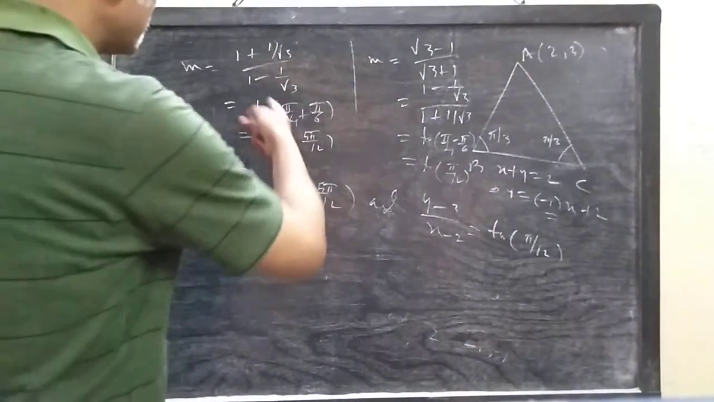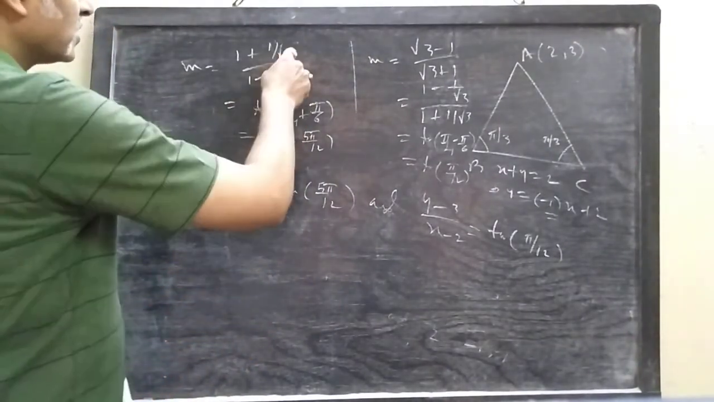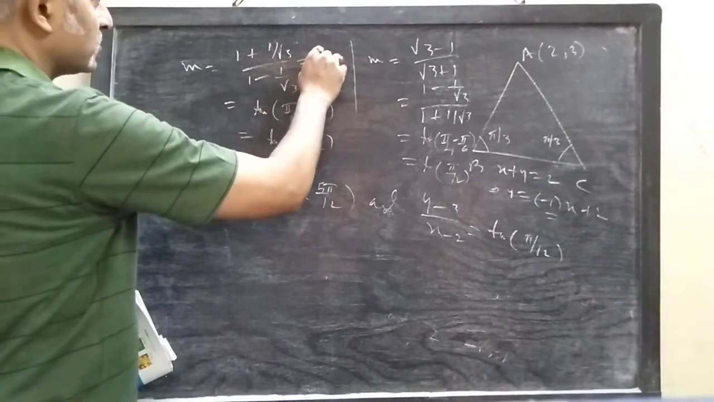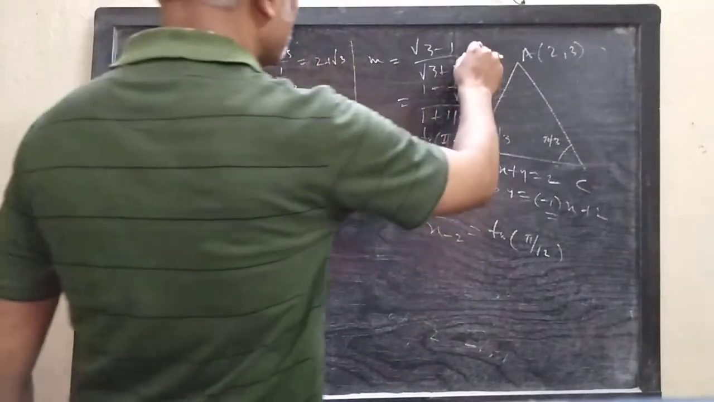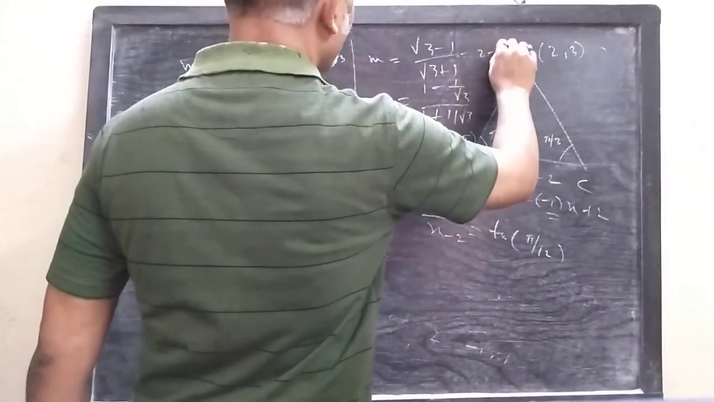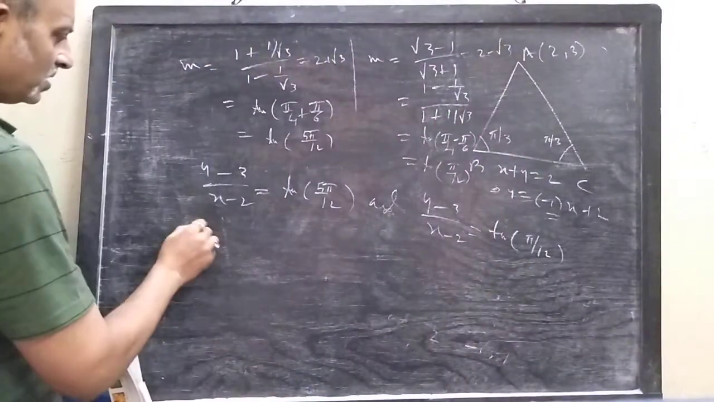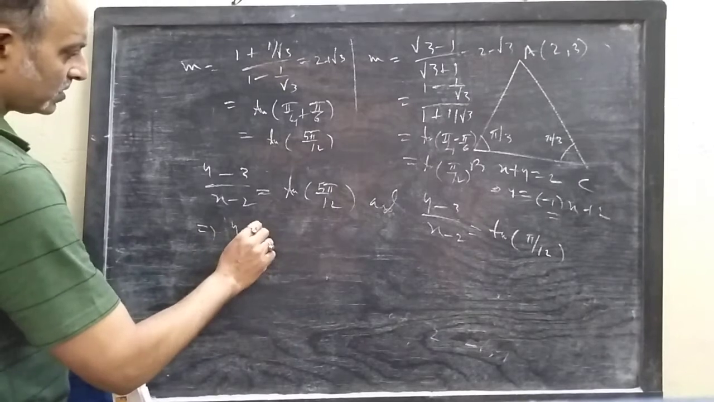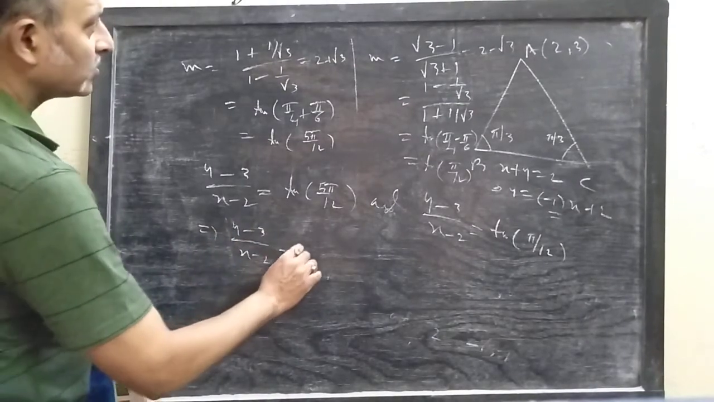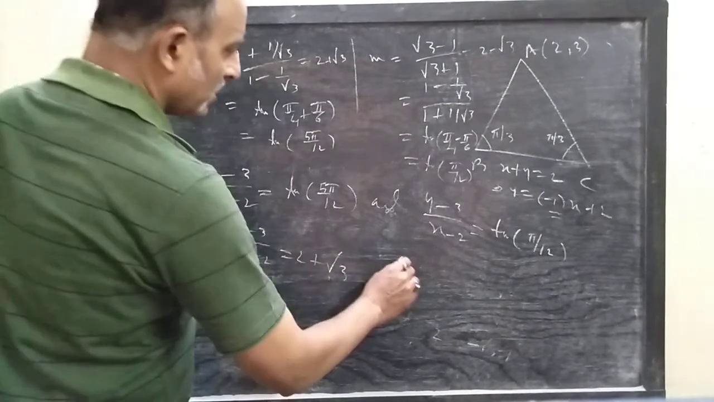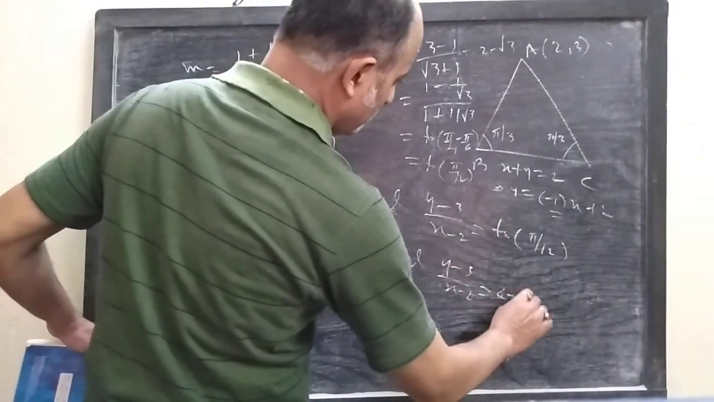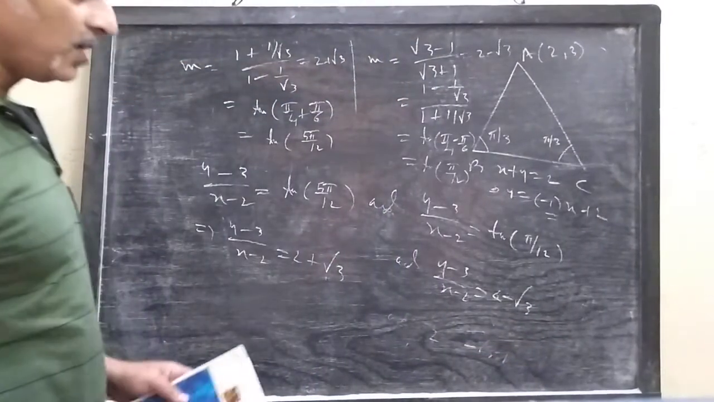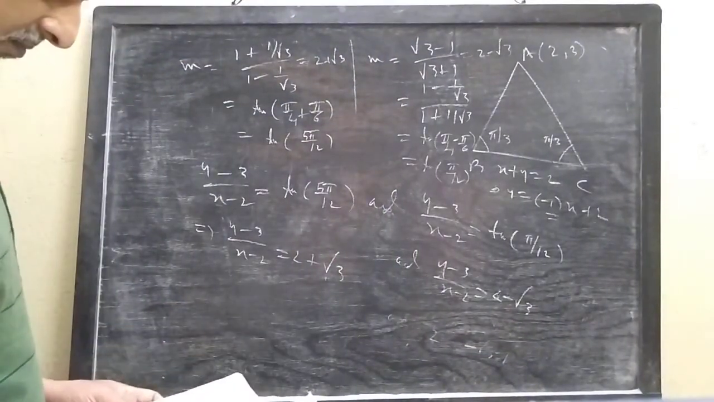Or you can write it in this way also. This was (root 3 plus 1) by (root 3 minus 1), so you can write 2 plus root 3. This was (root 3 minus 1) by (root 3 plus 1), so this will be 2 minus root 3. So you can write it in this way also: y minus 3 by x minus 2 equals 2 plus root 3, and y minus 3 by x minus 2 equals 2 minus root 3. In any one form you can write the answer.